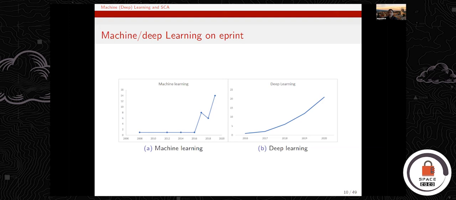What happens with deep learning? Well, indeed, the first time we see it mentioned is around 2016. And then we see very nice growth in the number of papers. This is also telling you how relevant, but also how interesting this topic is for many researchers.